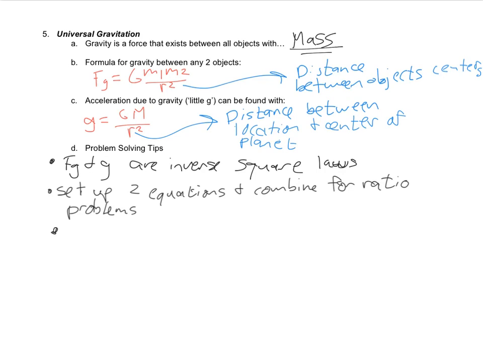And then lastly, and this goes back to what the meaning of R is. If we have a situation where we have some object at a height above the surface of a planet, moon, etc., the R we care about is the distance from the center of the planet, moon, etc. to that object. So that would be this distance here, which really ends up being the radius of the planet itself plus the height. So keep that in mind.